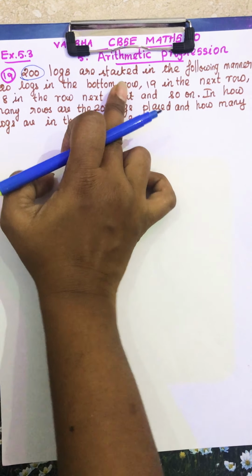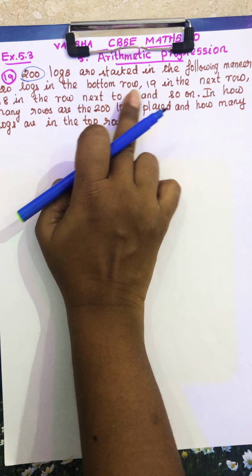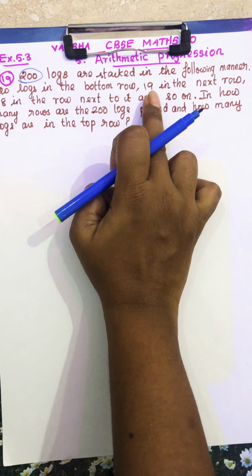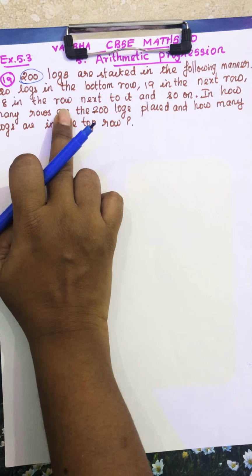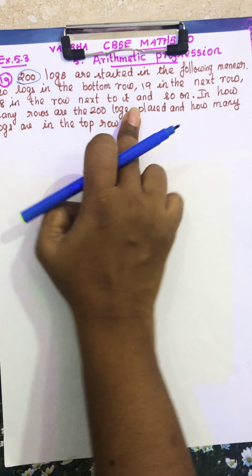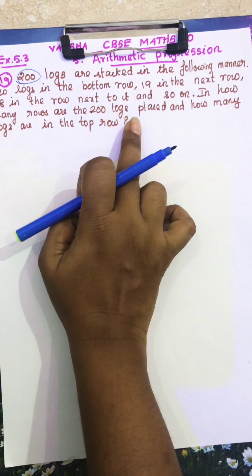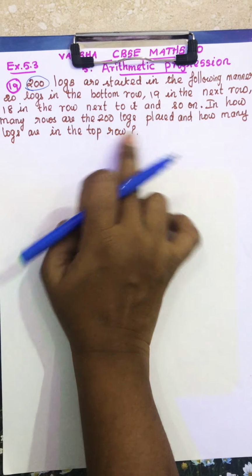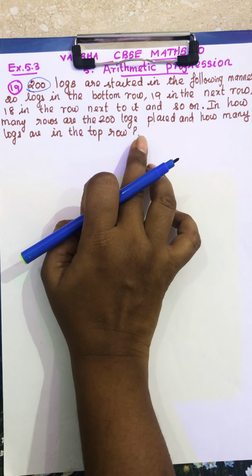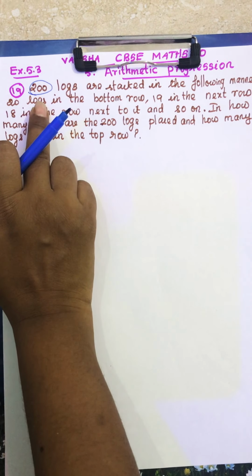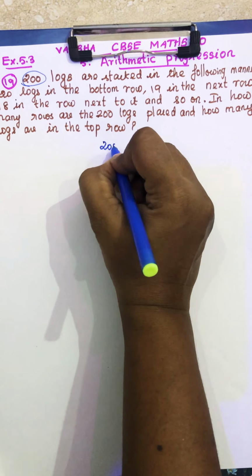200 logs are stocked in the following manner. 20 logs in the bottom row, 19 in the second row, 18 in the row next to it, and so on. In how many rows are the 200 logs placed and how many logs are in the top row? So this is our question. See that there are 200 logs in total.